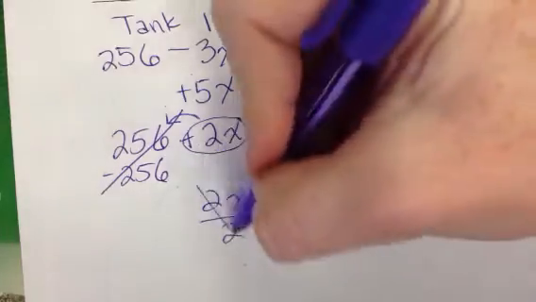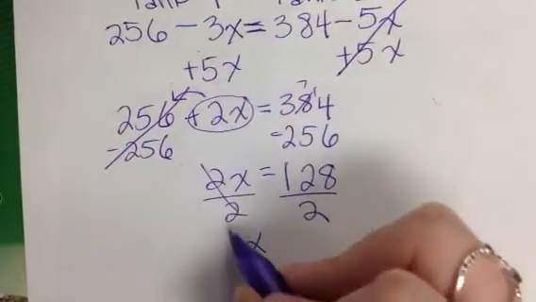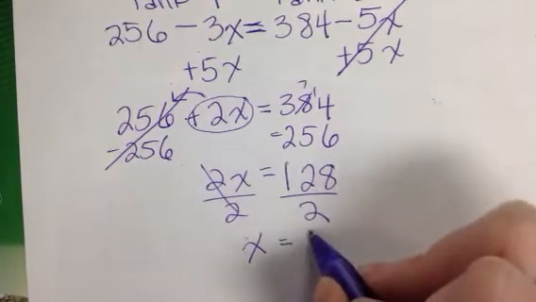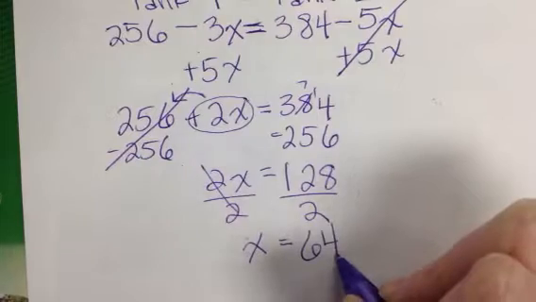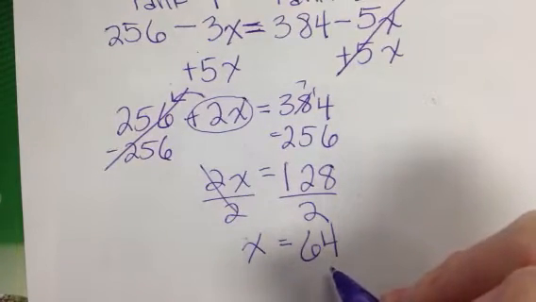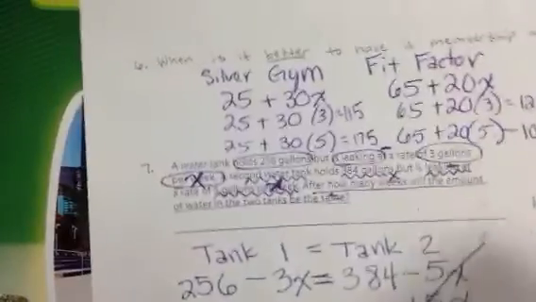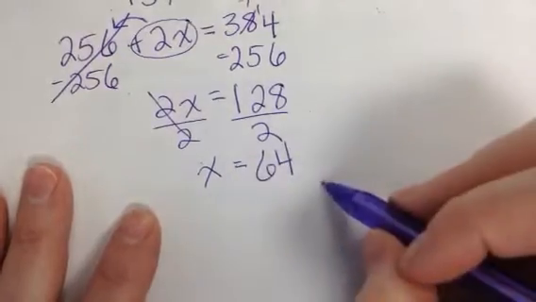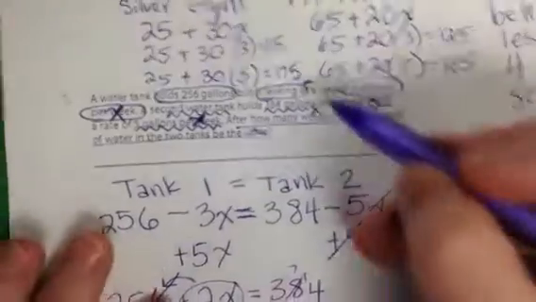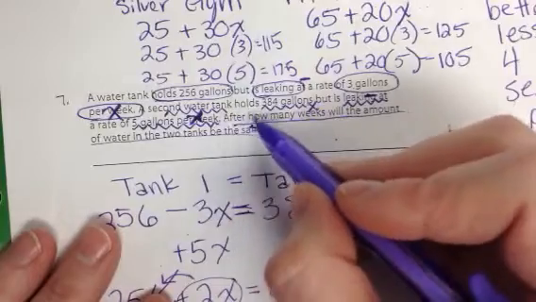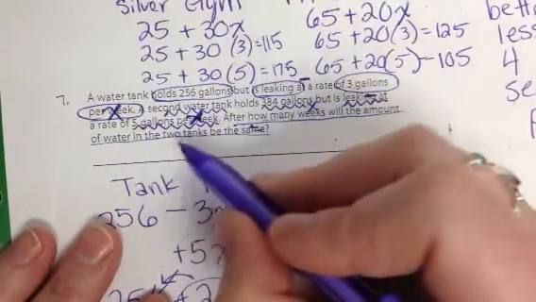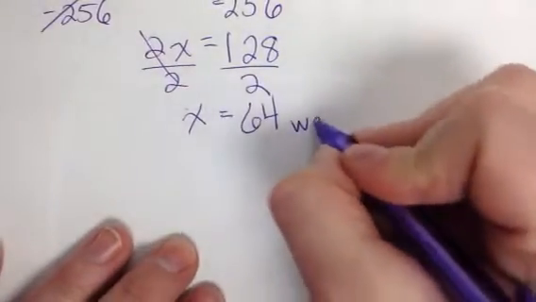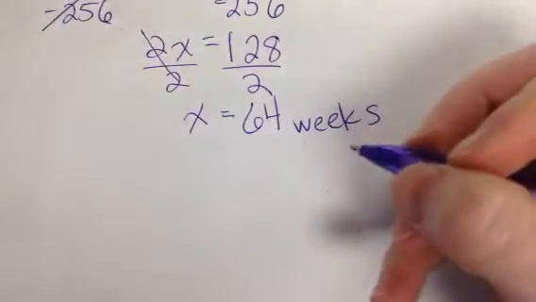2 divided by 2 is just 1. So I just have this 1x, but I don't have to write the 1 because this is just 1. I divide to get 64. Now this x stands for something because it was a word problem with meaning. So if you don't know what word to add, you go back up and see what they were asking for. After how many weeks will the amount of the water in the 2 tanks be the same? So I'm saying after 64 weeks, it would be the same amount.